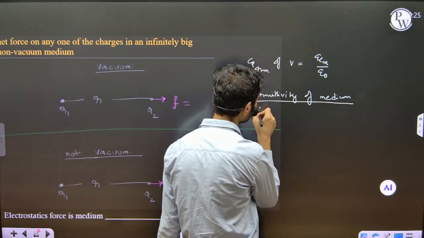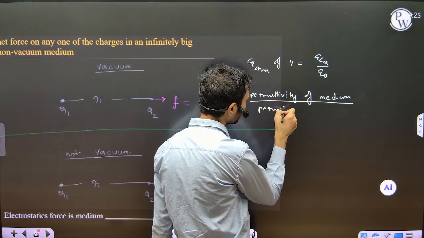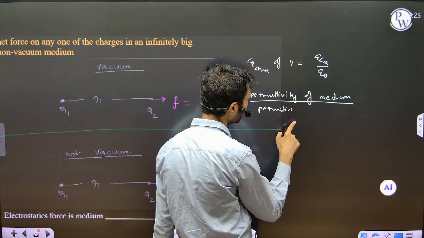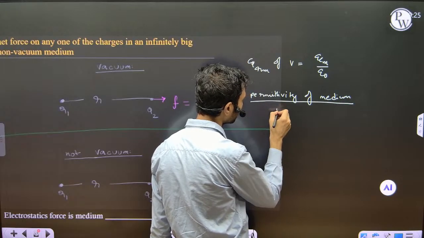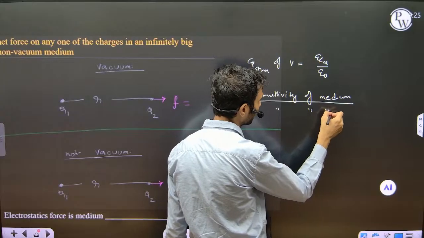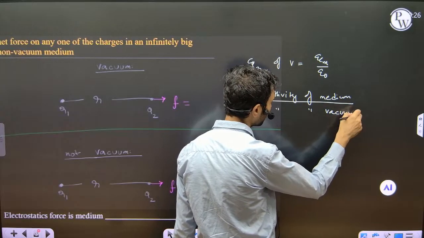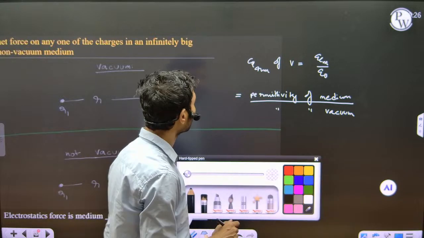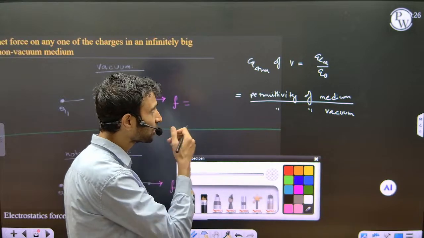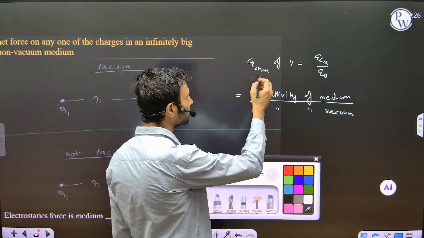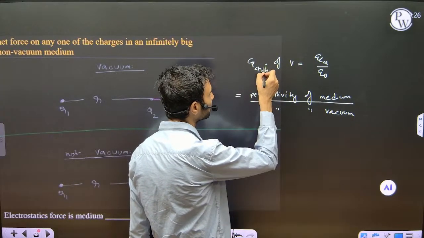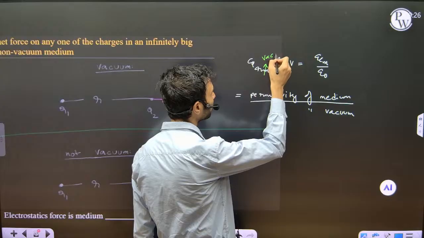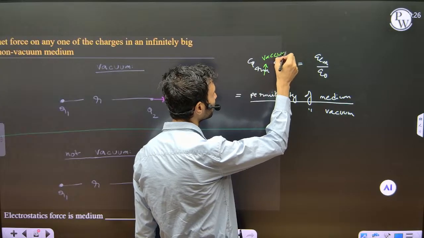Divided by permittivity of vacuum. But here we have to find out the permittivity of which medium. What is the medium here? The medium that we're talking about is vacuum only, right? I want to find the permittivity of vacuum.